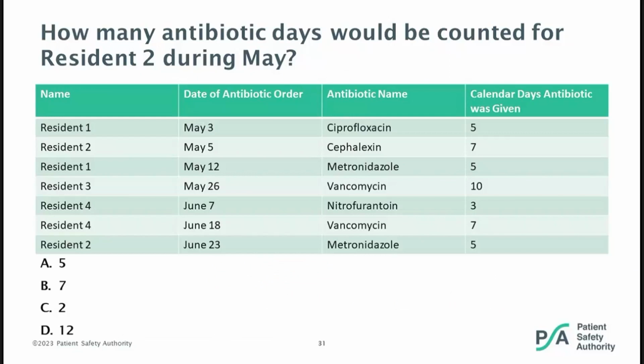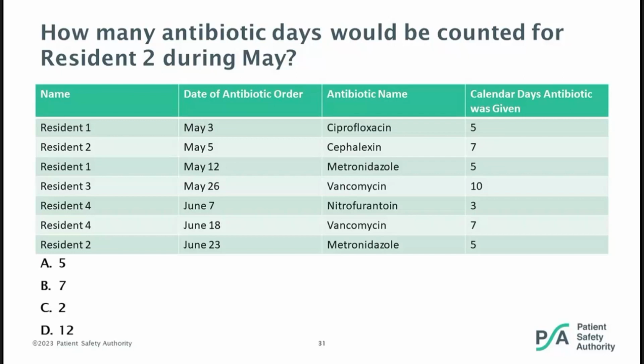And now we have our first polling question here. So the first question is, how many antibiotic days would be counted for resident 2 during May? And so we want to make sure that we remember for antibiotic days, each day that we want to count is how many residents receive a single antibiotic. So you do need to be careful that if one resident is receiving more than one antibiotic during the time period, that you're making sure that you count all of those.